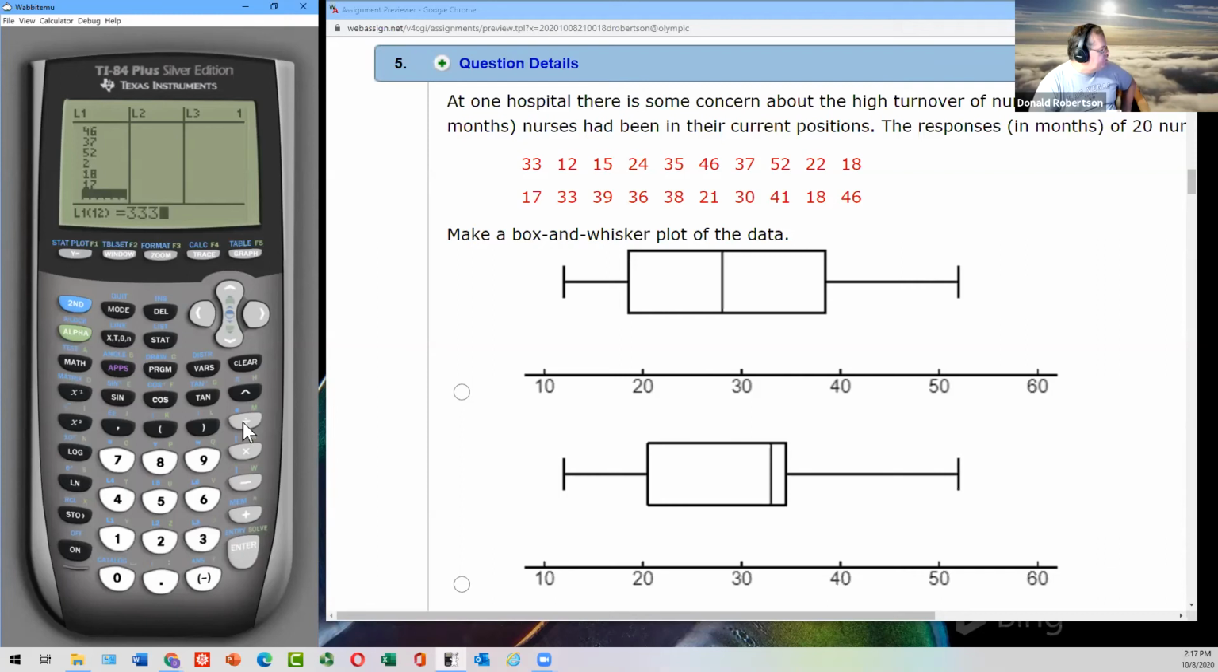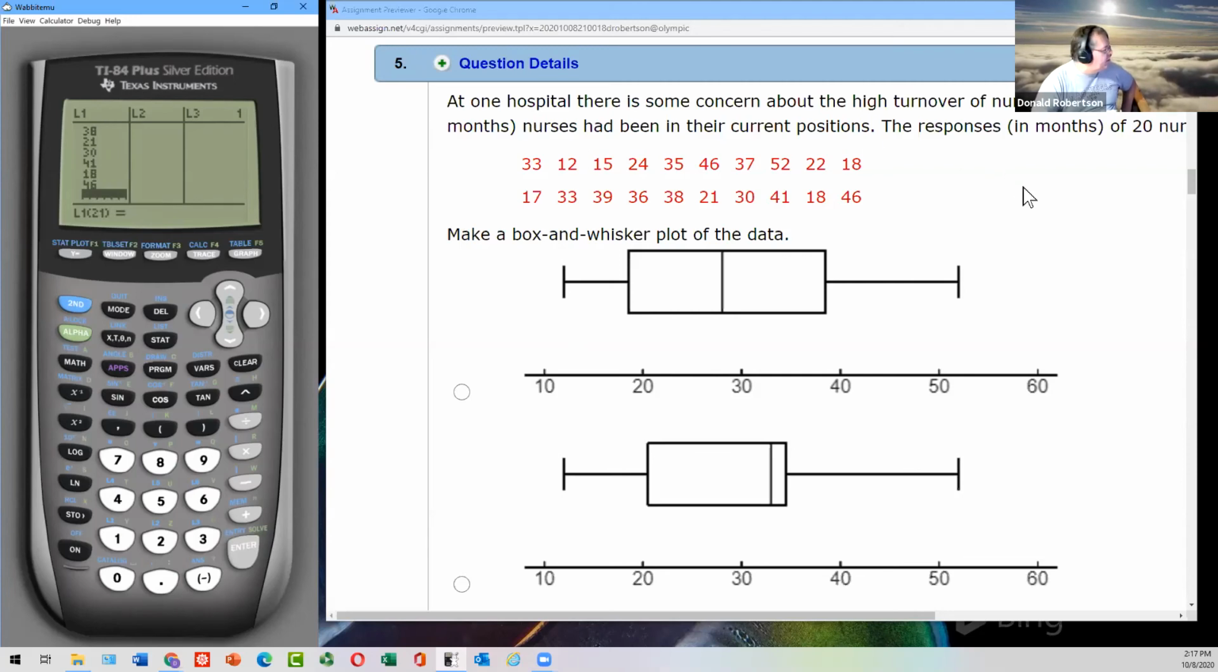33, oops, 33, 39. If I screw up here, I'm not doing this question again. I'm just going to pretend I didn't. 38, almost done. 21, 30, 41, 18, and 46. Okay, that did take a fair amount of time, but wouldn't it take even longer to write those numbers down in order?